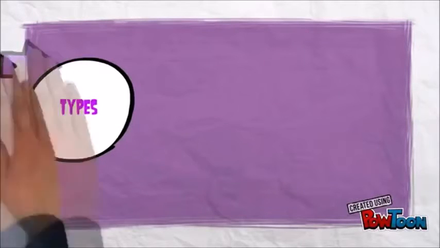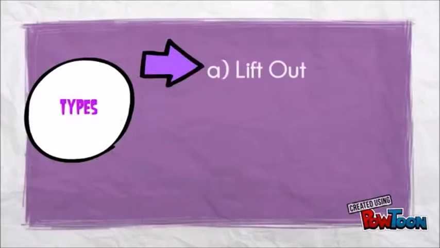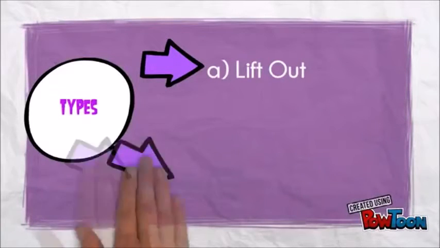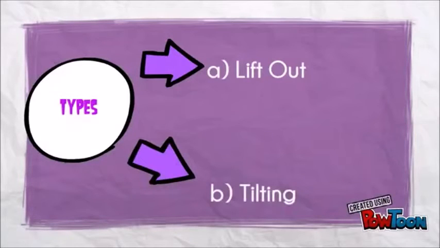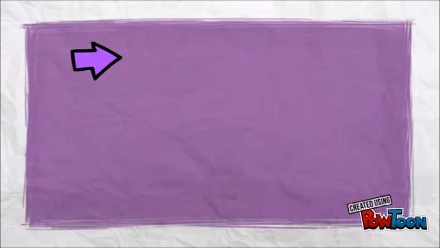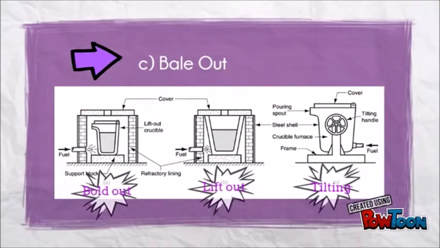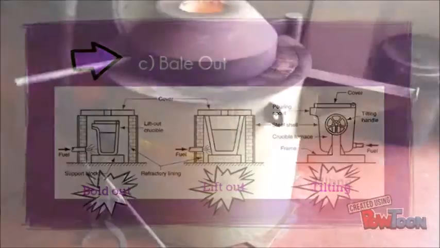Basically there are three types of crucible furnace. First, lift-up crucible. We need to lift the molten metal out, then pour it into the mold. Then, tilting furnace. The molten metal is transferred to the mold by mechanically tilting the crucible and furnace body. The last one is bale-out furnace, in which metal is ladled from the crucible to the mold.